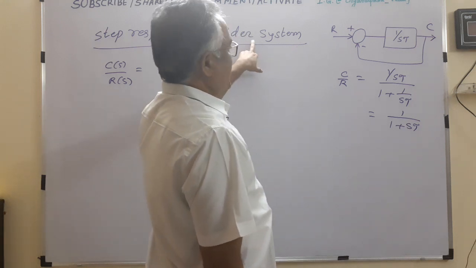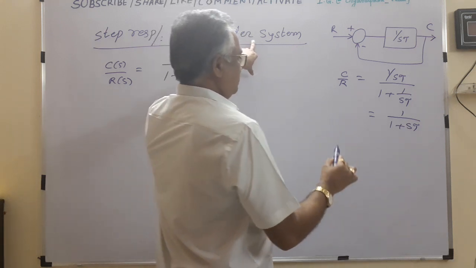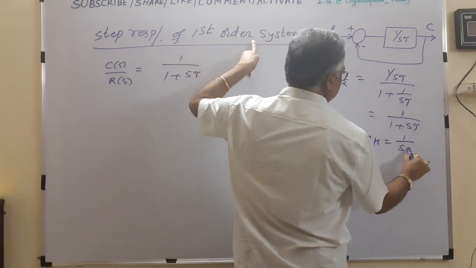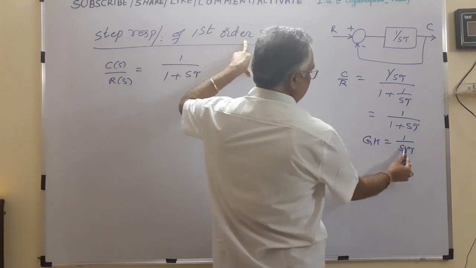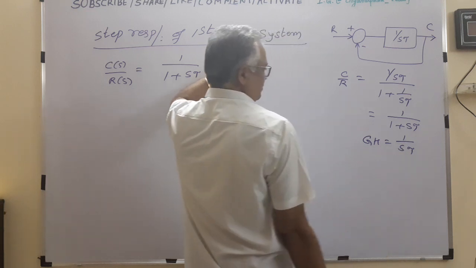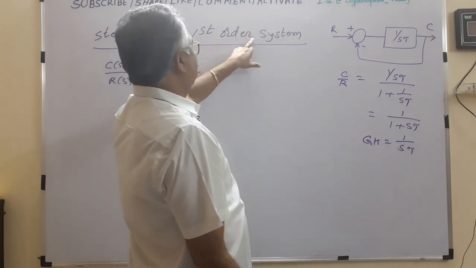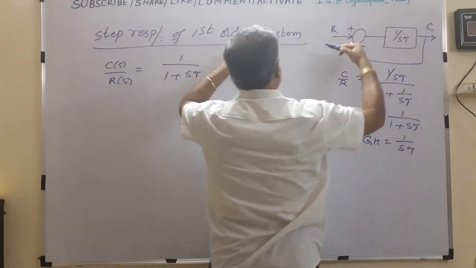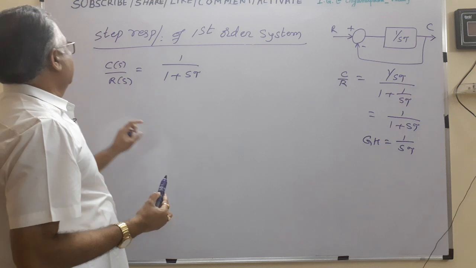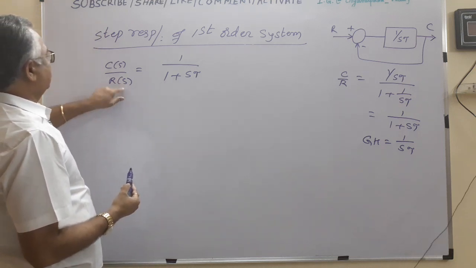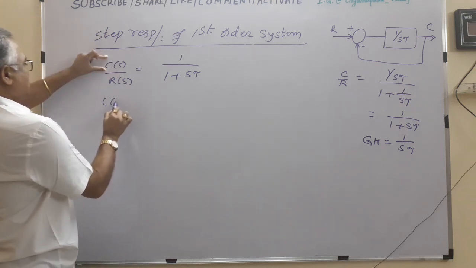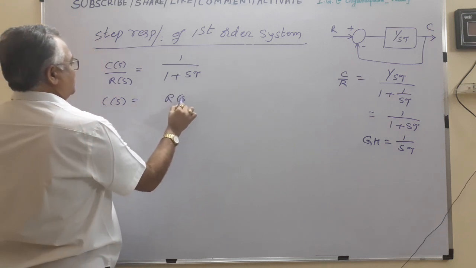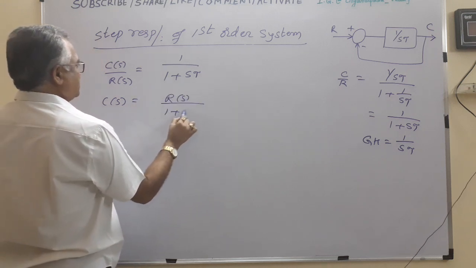So first order system. GH is 1 by S tau. So first order, what is the power of S? It is the order. That's why it's a first order system. So for any first order system, the overall transfer function is this. But with this step, what is the response? So C of S equals R of S by 1 plus S tau.